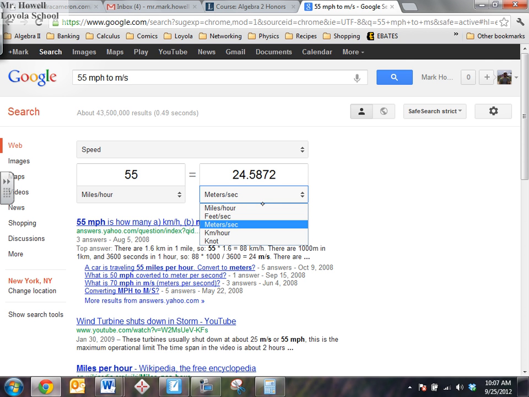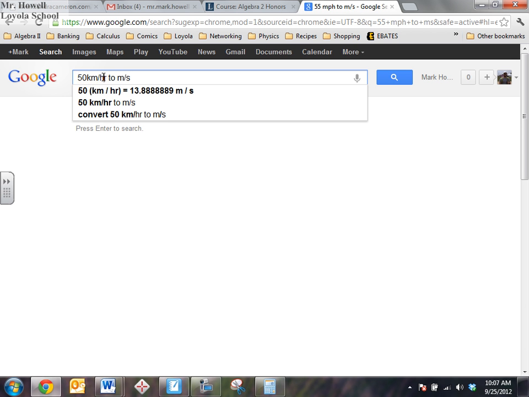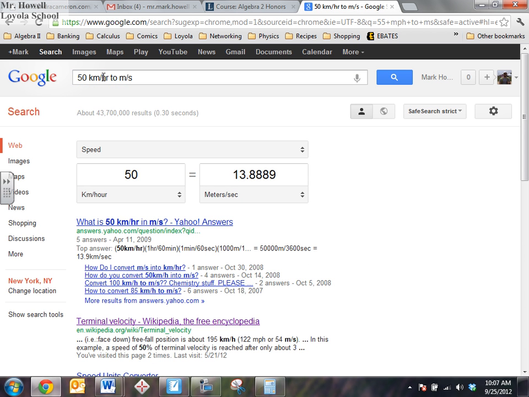And I can hit the drop down and change this. So let's say the textbook gave you 50 kilometers per hour. Take a look. Say you're doing your work and you don't want to go through the dimensional analysis of it, then you just type it in. You type 50 kilometers per hour, and there it is in meters per second.